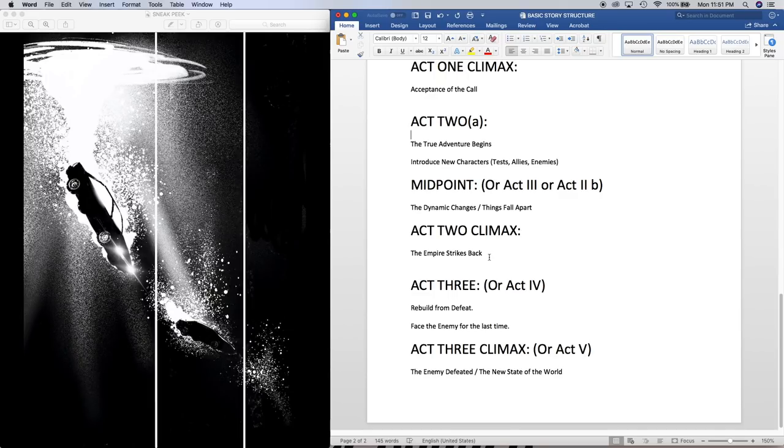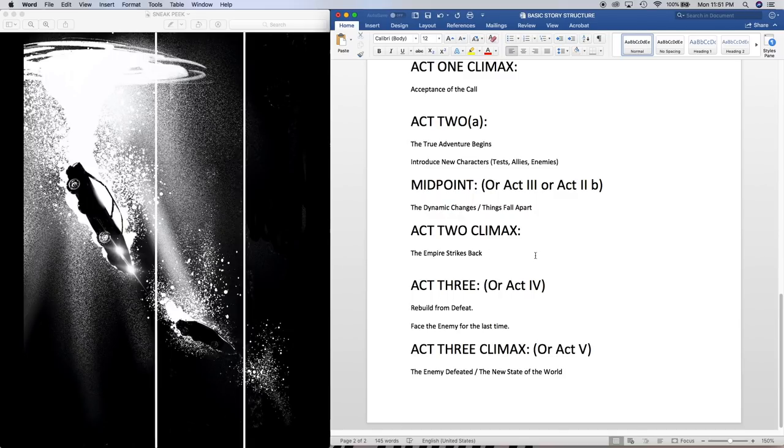Split that second act up into two acts on either side of the midpoint. And now, instead of this big 50-page chunk that you don't really know what to do with after your 15 pages in, you've got two 25-page chunks or two 20-page chunks with a 5-page midpoint in the middle. That gives you a clear sense of progression through that narrative.